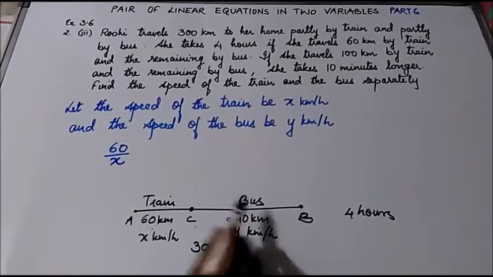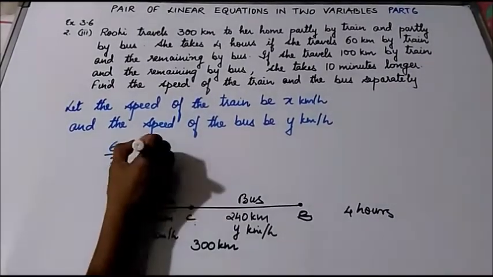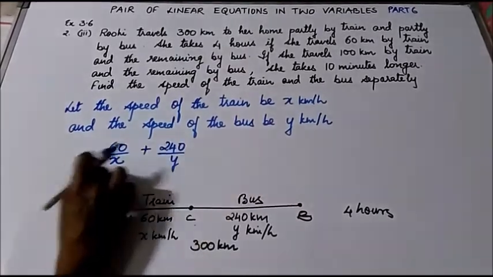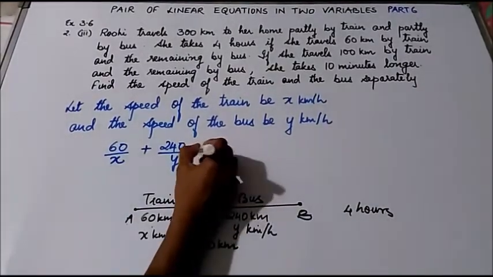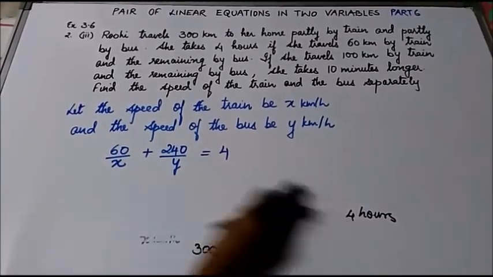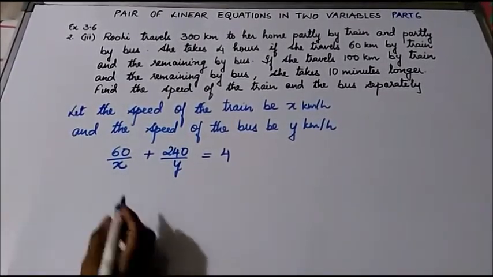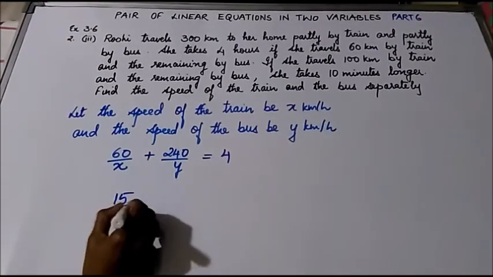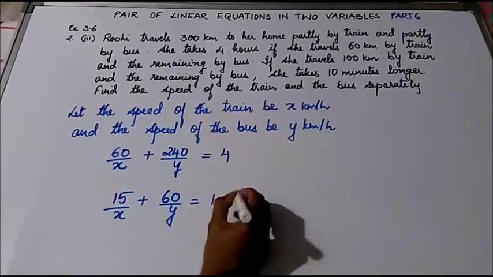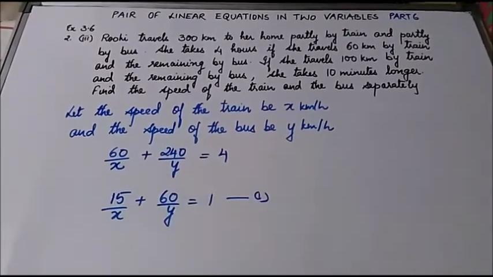And the time taken while traveling in the bus will be 240 by y. Now this total time, how much does it take? 4. That means this is equal to 4 hours. Now we will simplify the equation. We can see 4 is common. We will get here 15 by x plus 60 by y is equal to 1. This is our first equation.